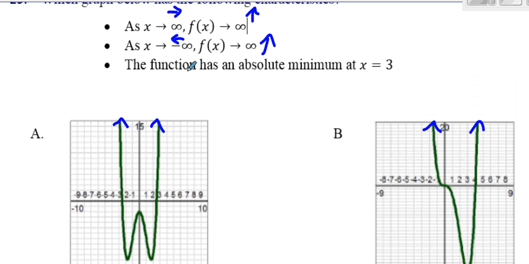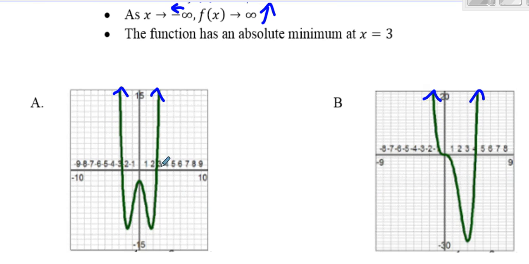And the function has an absolute minimum. That means the lowest point of the entire graph happens at x equals 3. Here's x equals 3. That's not where the lowest point of the graph happens. Here's x equals 3. That's the lowest point of the entire graph. So it's B.